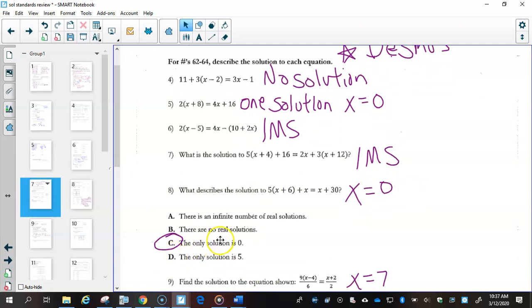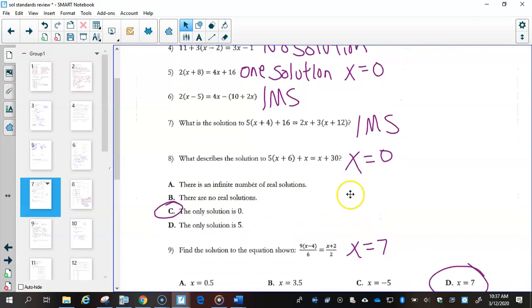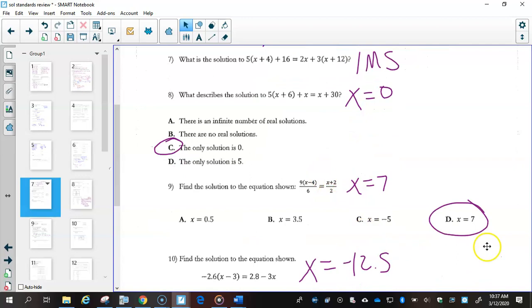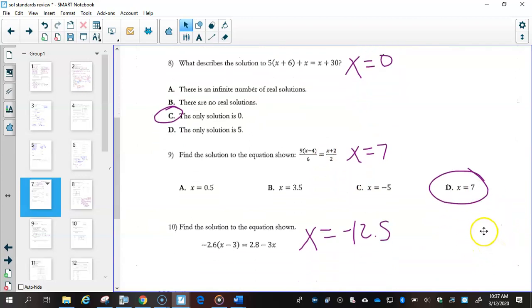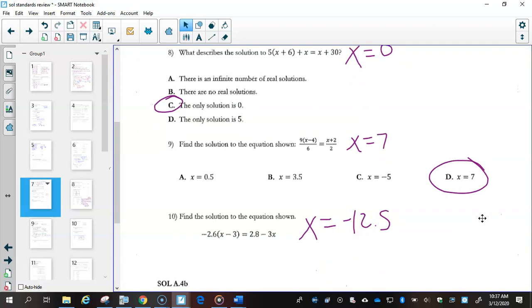8, the answer was C. The only solution is 0. 9, the answer was D. X equals 7. And 10, the answer was -12.5.